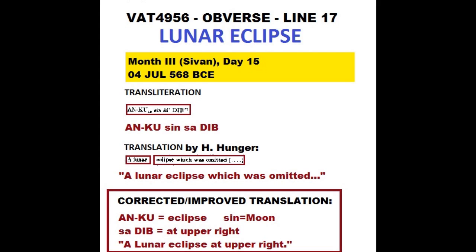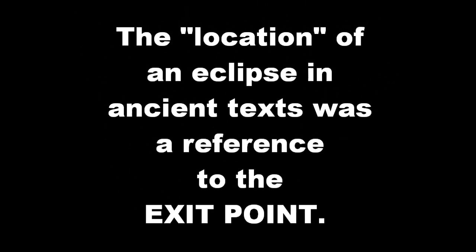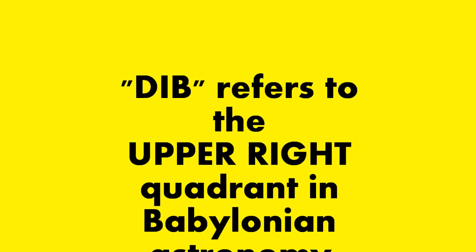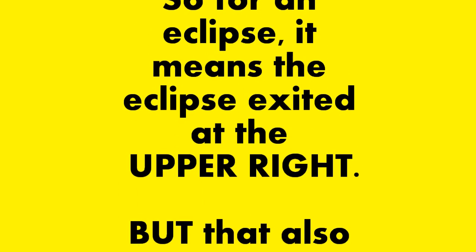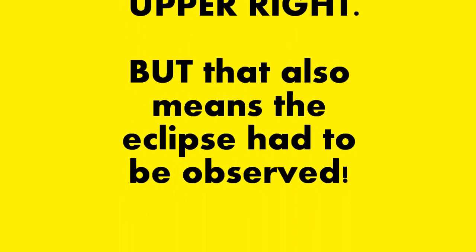and that's because our modern programs and the times that they have assigned to these eclipses would show that this eclipse would not have been seen at Babylon. But the Babylonians used a special term when something wasn't observed. And of note, the location of the eclipse in ancient texts was a reference to the exit point. So dib refers to the upper right quadrant in Babylonian astronomy. So for an eclipse, it means the eclipse exited at the upper right. But that also means the eclipse had to be observed.